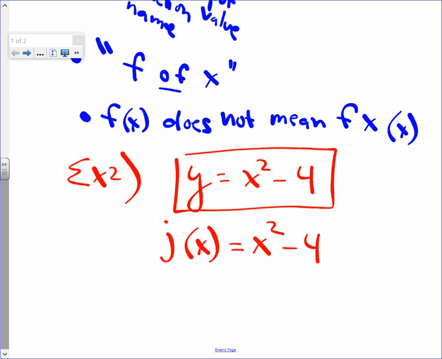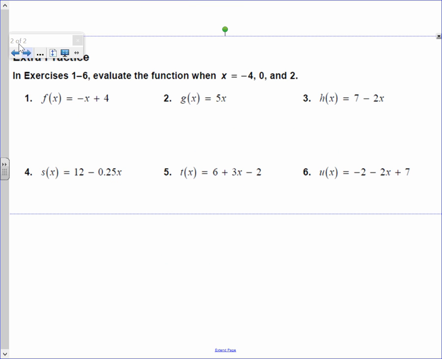All right, last thing. You guys are doing good. I'm going to flip the page. Where it says extra practice here, or I think it's the third page. Skip all the stuff in between. Go to the third page where it says extra practice.